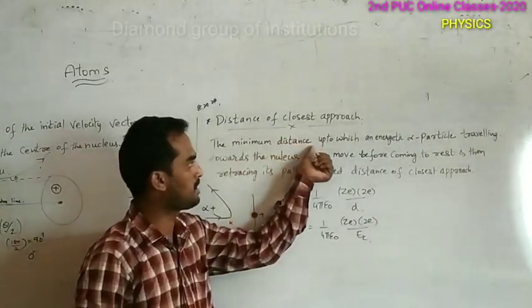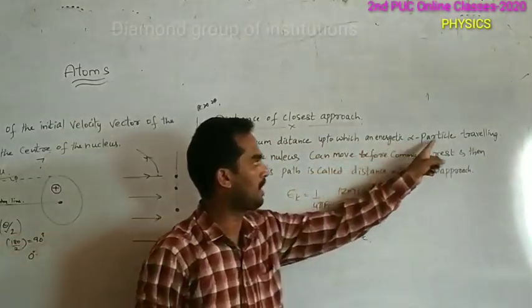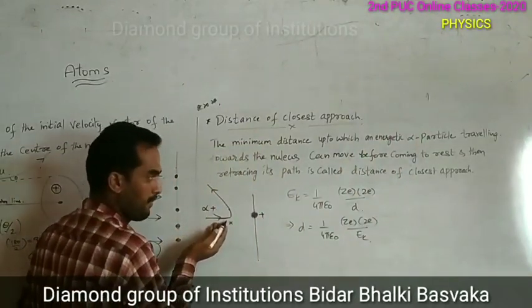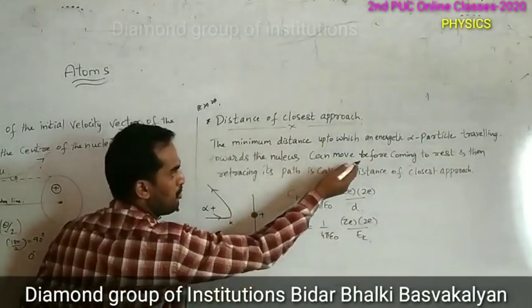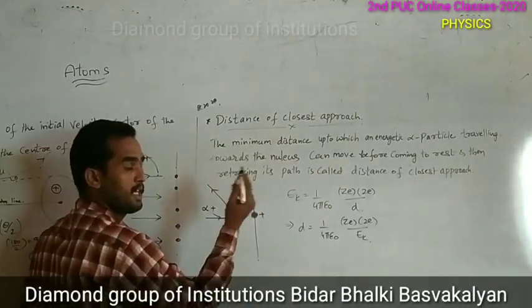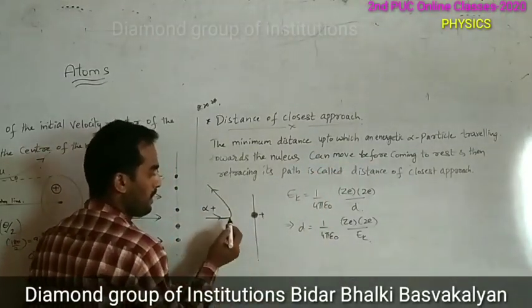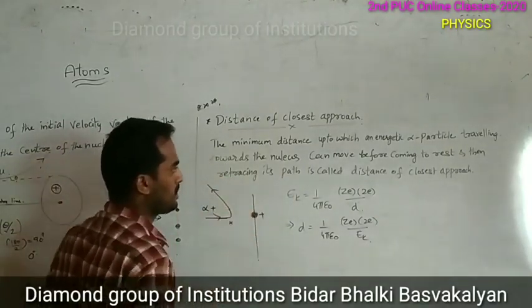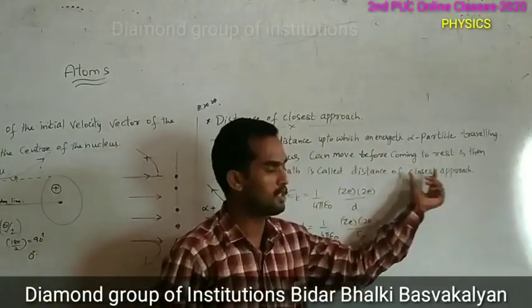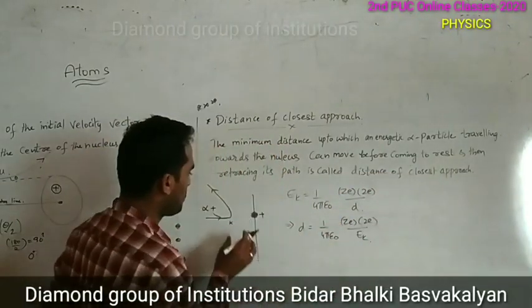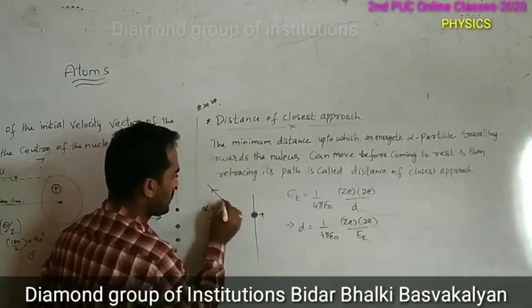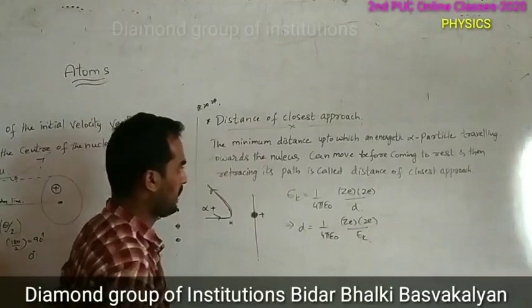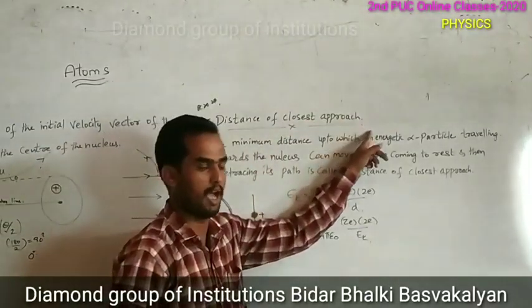It is the minimum distance up to which an energetic alpha particle traveling towards the nucleus can move before coming to rest. That means its kinetic energy reduces to zero and it retraces its path. So up to some distance it is approaching, and afterwards, due to repulsive force, it goes in a different path. That distance is called the distance of closest approach.